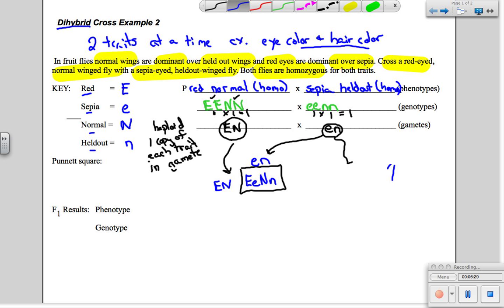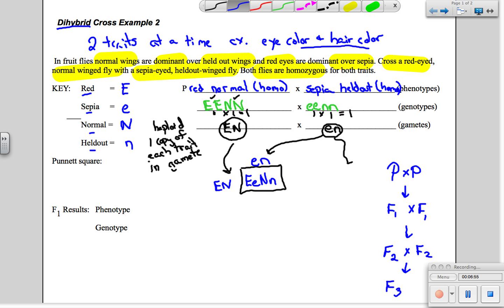The parents, a cross between two parents, gives rise to the F1 generation. A cross between two members of an F1 generation gives rise to the F2 generation. Can you predict what an F2 generation would give rise to? That's correct, an F3 generation.